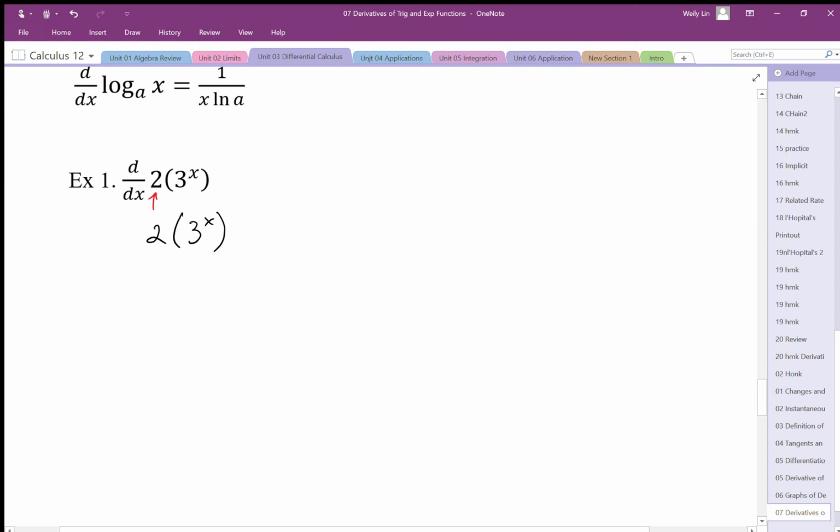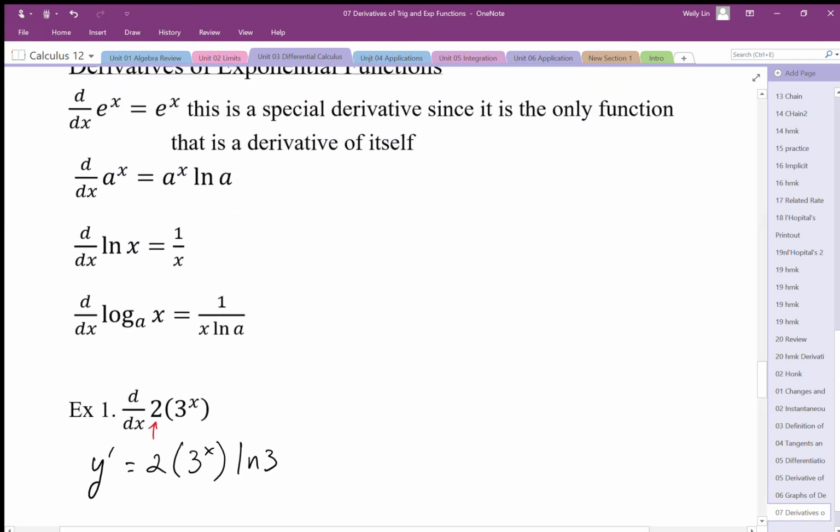But again, since it's not base e, we need to account for that with an extra log 3. So the derivative function y prime is going to be 2 times 3 to the x times log 3. If you want, you can bring the 2 log 3 together as one coefficient. And that's it. The exponential functions are nice and easy to differentiate. So there's a formula.